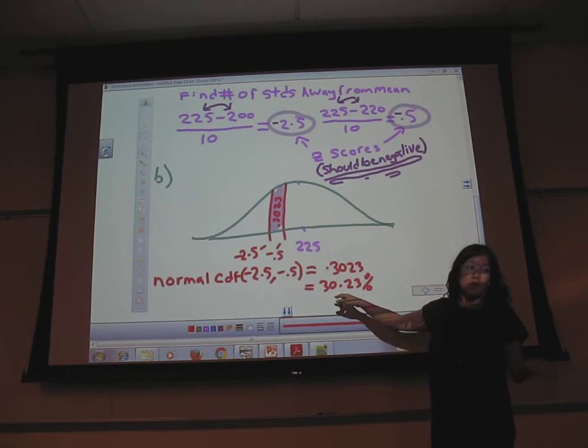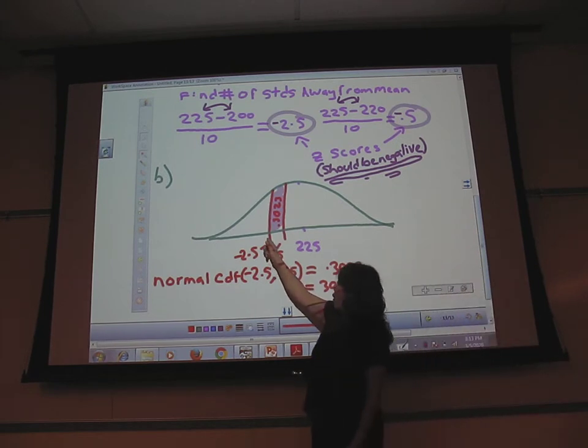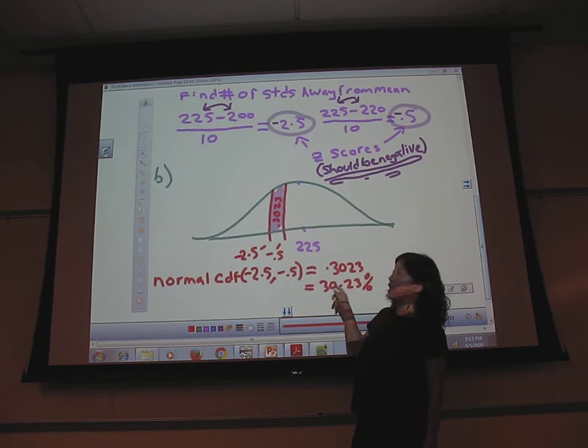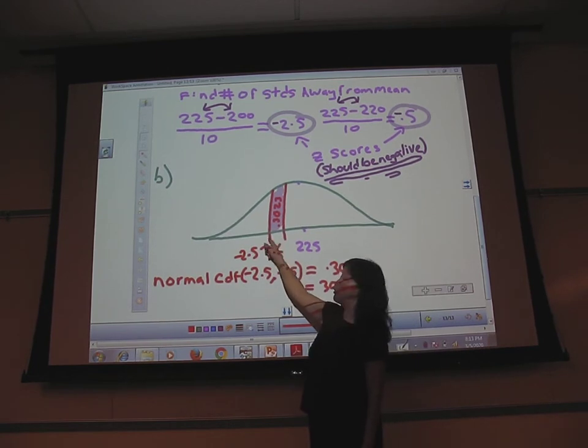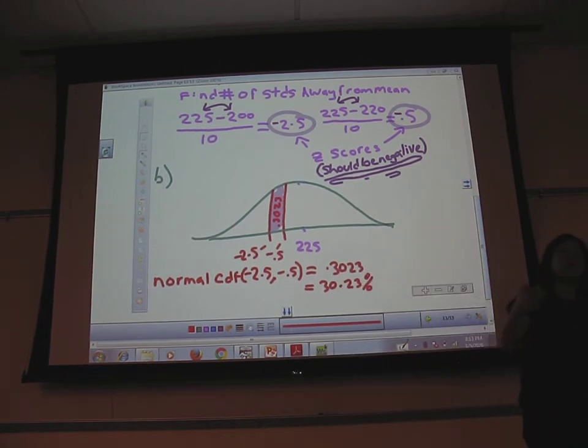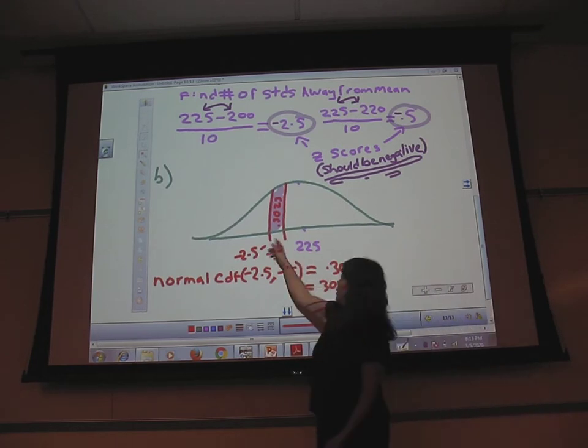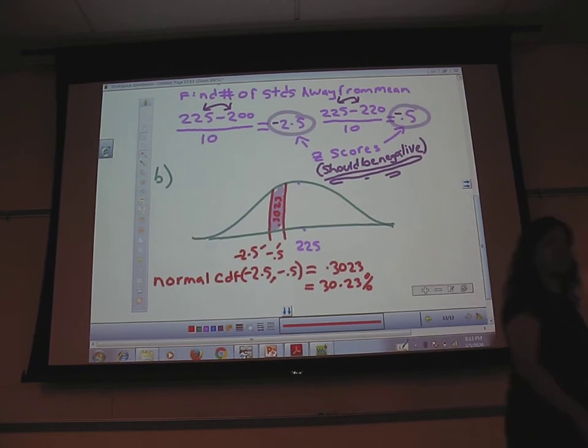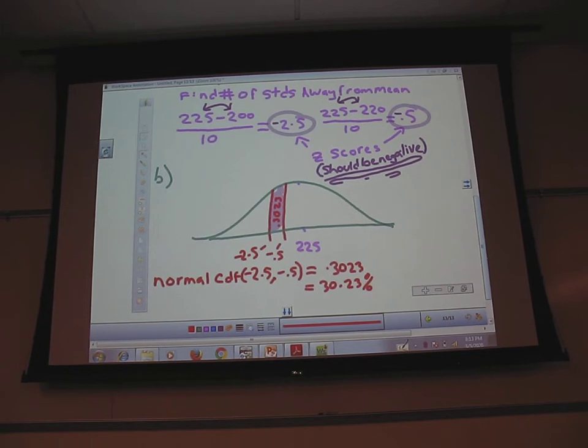Right. You could also say that 30.2% of these candy bars have calories between 200 and 220. So you can say that 30.23% of that population of candy bars is going to be between these two numbers. Or you could say, if you randomly select one, the probability they have calories between 200 and 220 is 30.23%. Those are essentially the same thing, only with slightly different words. The probability of something being there or the percent of the population is the same thing.